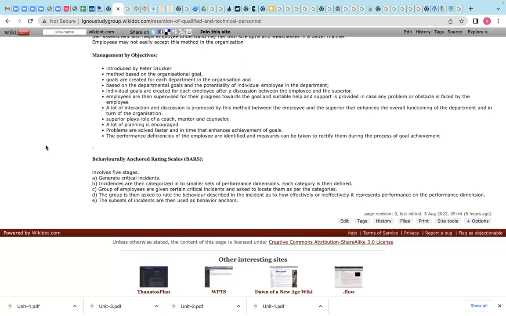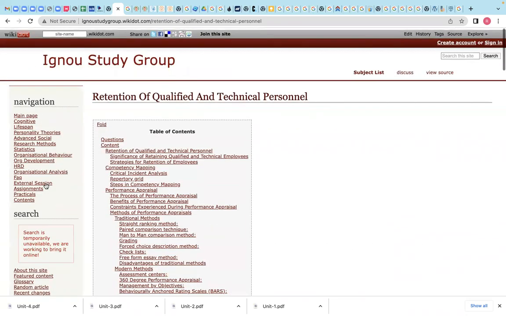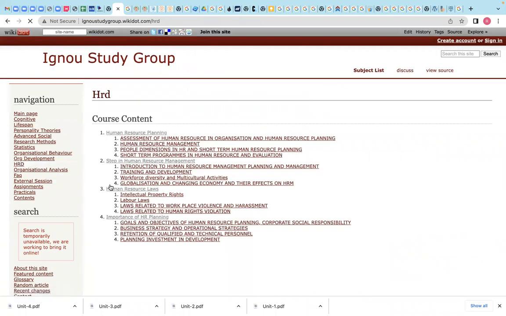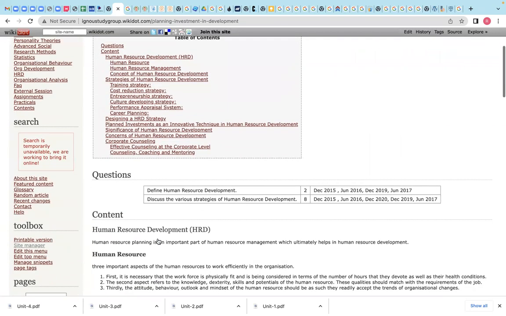Now coming to the last unit of block 4, which is planning investment in development. In this, what we are learning first starts with HRD, what is human resource development. This is again a kind of repetition. What are the strategies of HRD? This is also a repetition. How designing of the HR strategy is going to be done. This is also a repetition.